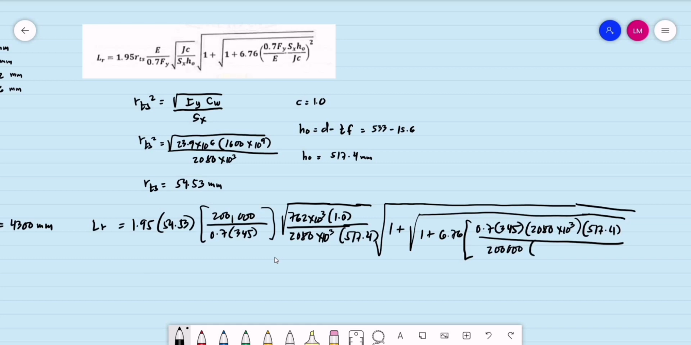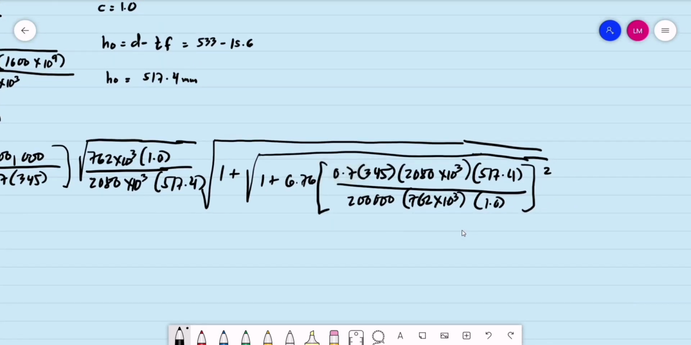Then the value of j is 762 times 10 raised to 3. Then the value of c is 1.0. So this quantity is squared. Okay. So again, I will be starting computing for this value of r. We'll be starting on this term, on this close bracket, close bracket squared.